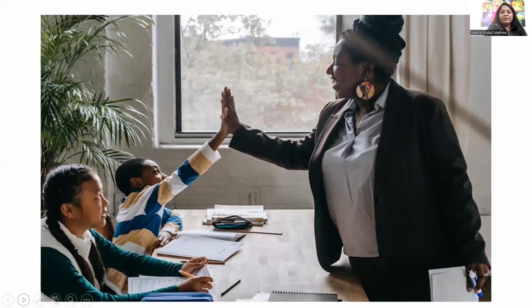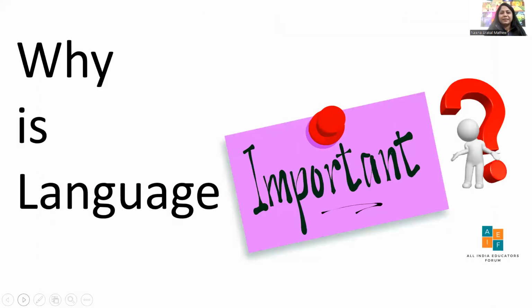And from then on, there was connection, there was engagement, there was learning, there was enjoyment, everything in Miss Bella's class. So that was the story on importance of language development. So why is language important?